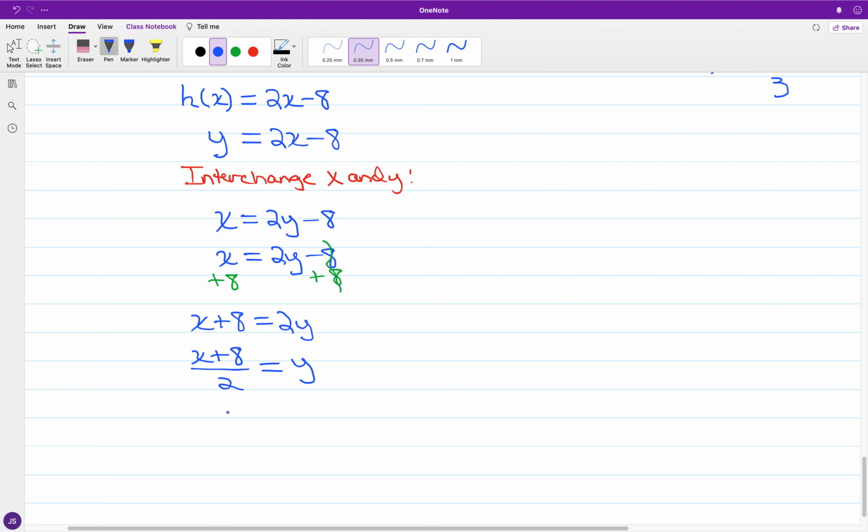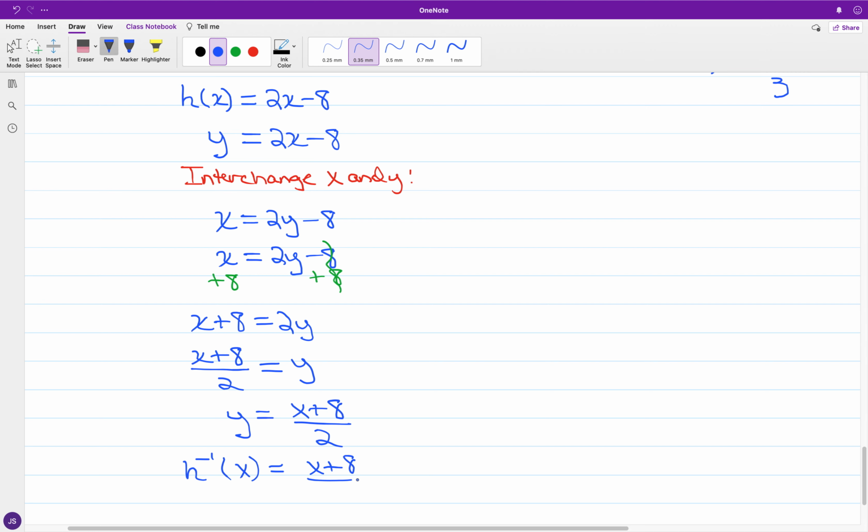Okay, I can just swap the order. So I have that y is equal to x plus 8 all over 2. And just putting, once again, in terms of inverse notation, I start out with h of x and the inverse. Again, we say that the inverse of h of x is equal to x plus 8 over 2.